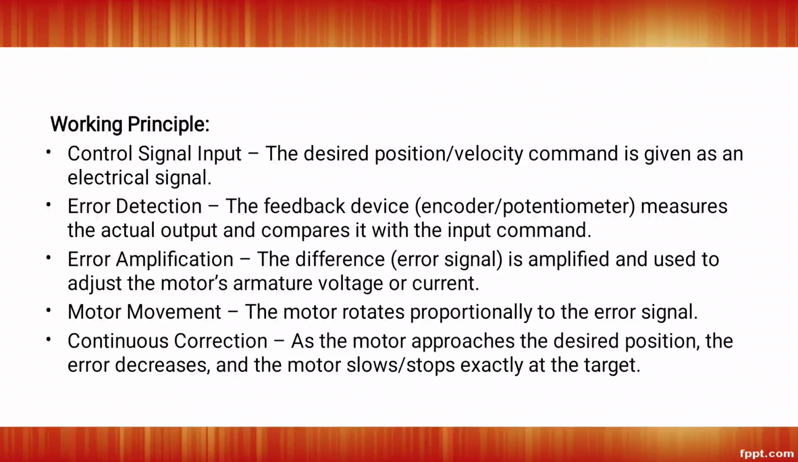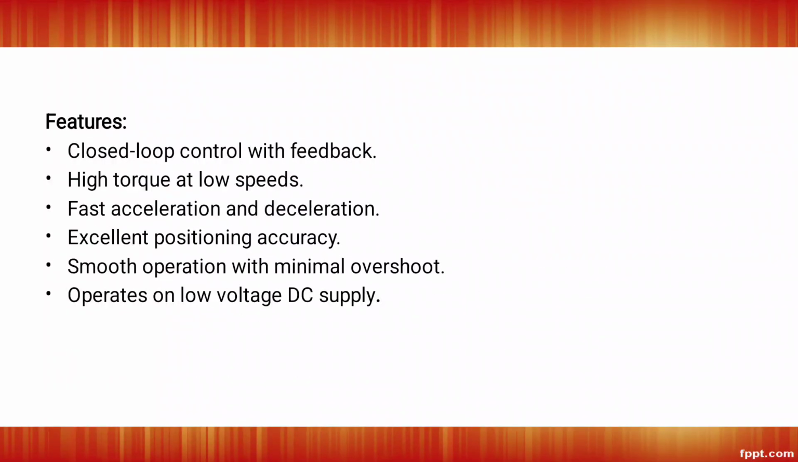So the working principle: it has a control signal input. The desired position or velocity command is given as an electric signal or input signal. For error detection, we have an error detection block. For error amplification, we have an error amplification board. For motor movement, the motor rotates proportionally to the error signal, with continuous correction. As the motor approaches the desired position, the error decreases and the motor slows or stops exactly at the target.